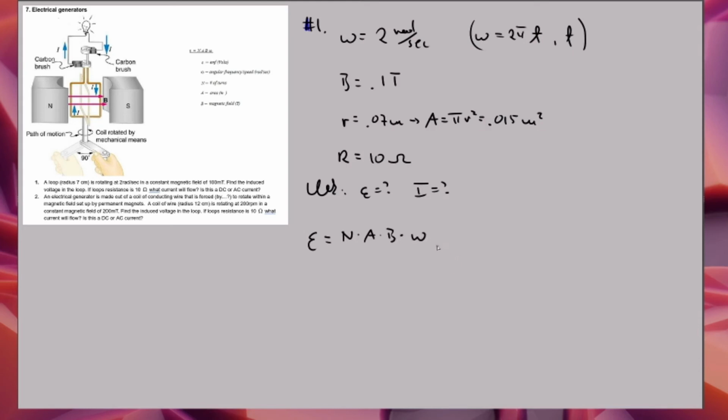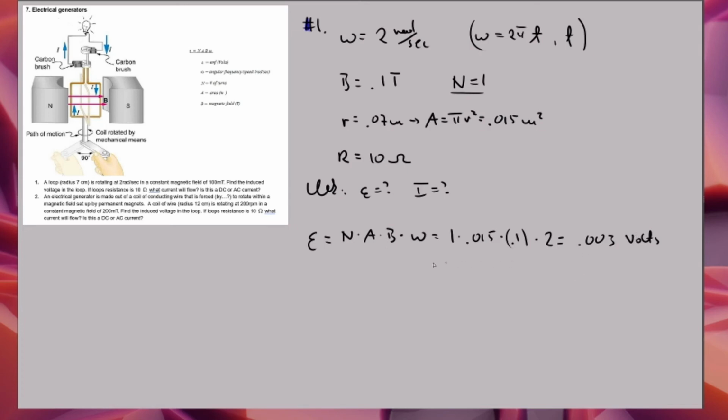And how many loops do I have? Well, it's a single loop, so N is just 1. Therefore, this becomes 1 times 0.015 times B, which is 0.1, times omega, which is 2. And that's pretty easy to do. What I end up with here is 0.03 divided by 10, so 0.003 volts. And let me pause and make sure that I got this right.